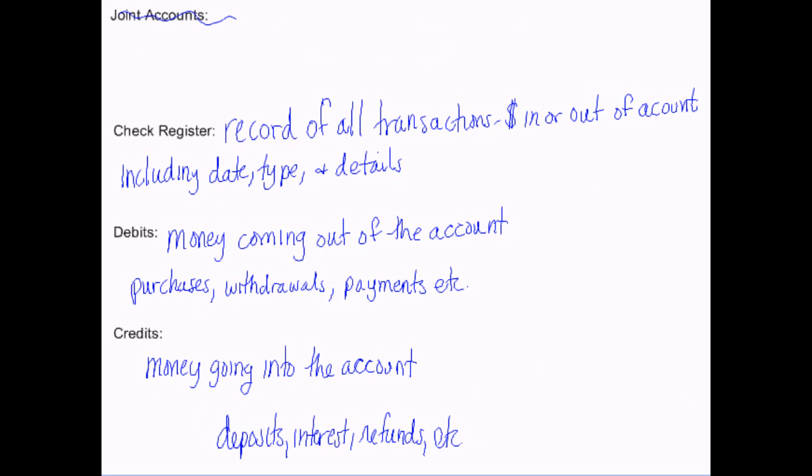Alrighty, check registers. Lots of people don't keep these anymore, but my advice is you really should. Your check register can be on your phone. If you have a smartphone, you have a check register program. It can be on your computer, it can be a paper book. The register is your own record that you write down of all the transactions, money going in and out of your account. Every purchase, every bill you pay, every deposit you make, and you include the date, the type of transaction, and the details as to who it was paid to or where it came from.